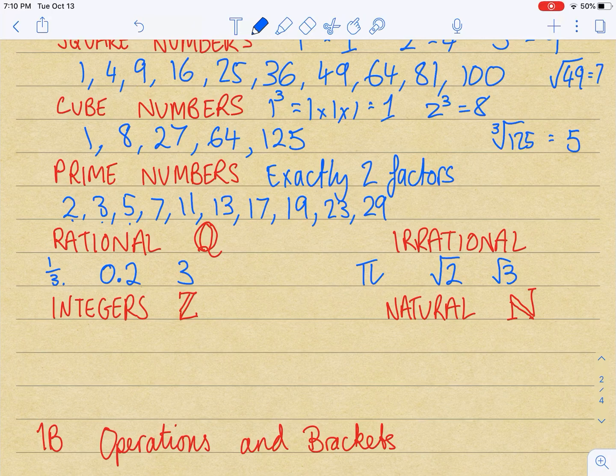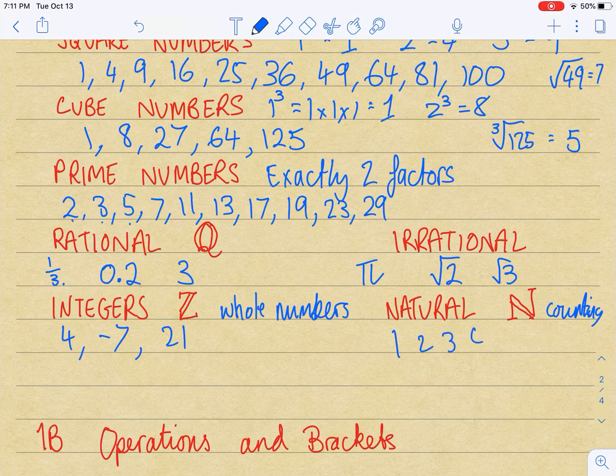Integers are whole numbers. Numbers like 4, like -7, like 21. No fractions or decimals for integers. They're whole numbers. And then natural numbers, these are the counting numbers. So 1, 2, 3, 4, 5, 6, 7.